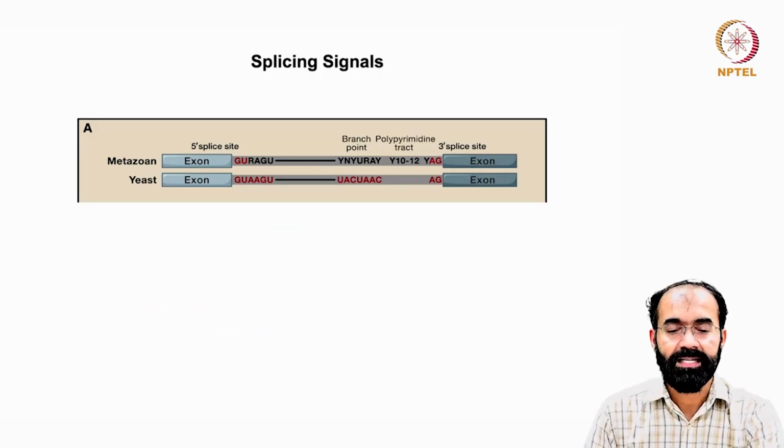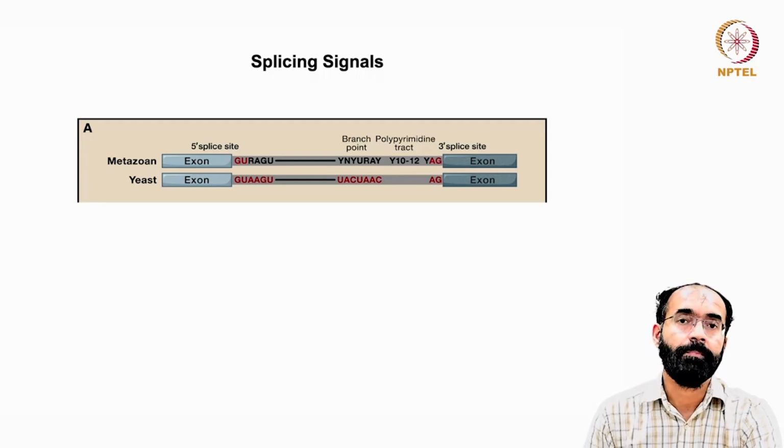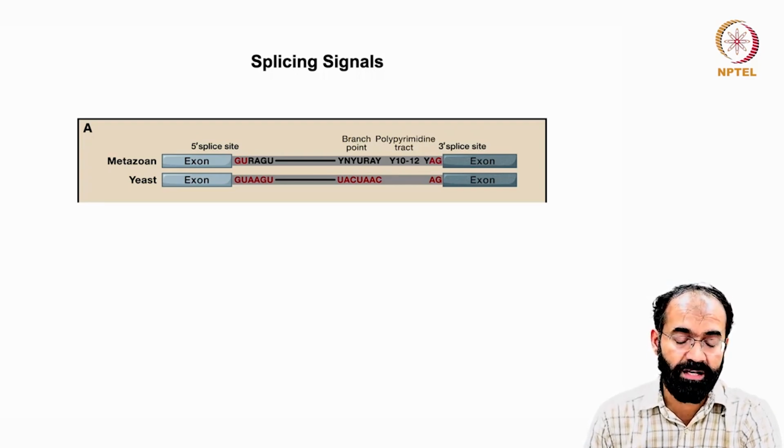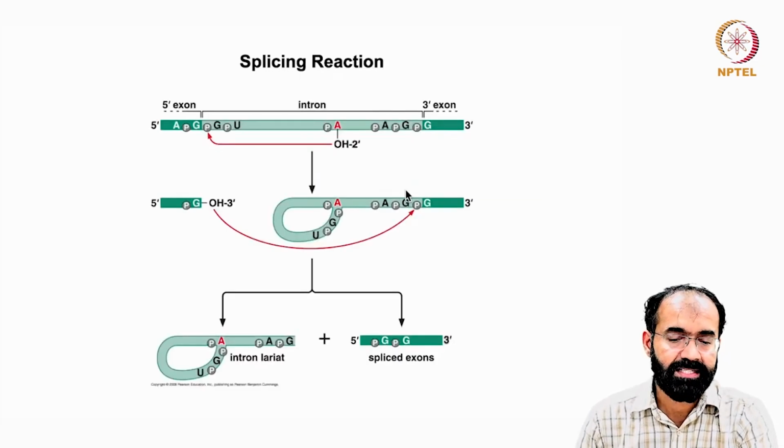Now let us see how introns and their splicing signals influence further complexity. In a metazoan, you have an exon and another exon, and this is the 5' splice site. The GU-AG rules are maintained, and you have the branch point and the polypyrimidine tract. In yeast also you have both of them. There can be slight variation, but the GU-AG rule is followed strictly, and this is the typical splicing signal.